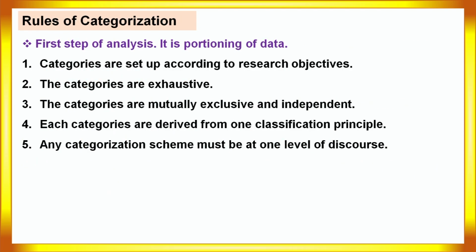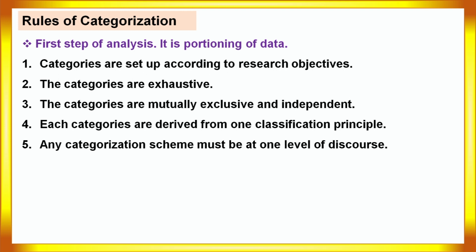So, when you talk about analysis, I already told you it is the process of categorization, ordering, manipulating. That means the first step of analysis is categorization. Categorization simply means partitioning the data. One of the easiest ways to categorize data is to put it into a frequency distribution. But when you are developing categories, you should keep in mind that the categorization scheme is generally based on these 5 principles.